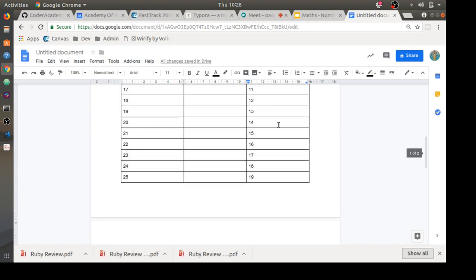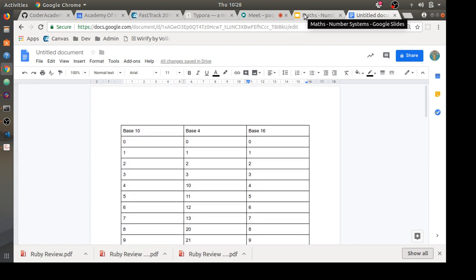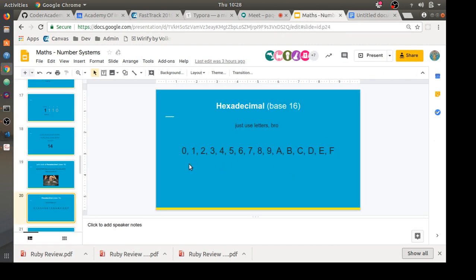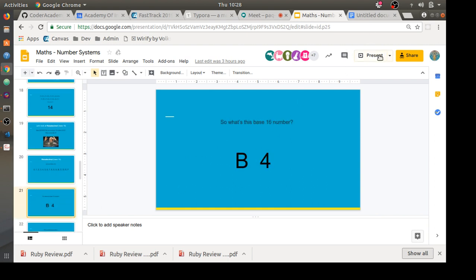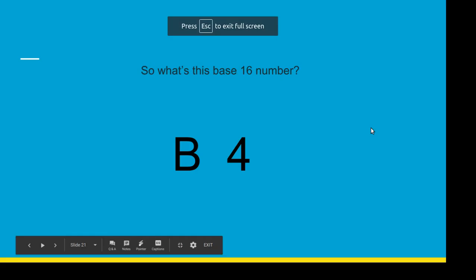Okay? So it's a little bit weird because we don't think about things this way, but if you just do it methodically, then there's nothing magic here. It's all just the number in the place multiplied by the power of that base that's represented by that place. So if we have the number B4 in hexadecimal, it's a number.